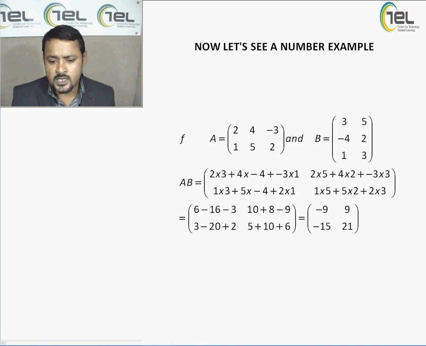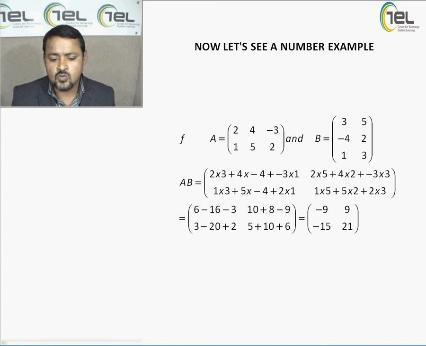1 into 3 plus 5 into minus 4 plus 2 into 1. 1 into 5 plus 5 into 2 plus 2 into 3. Adding and subtracting each other, we get 6 minus 16 minus 3, that is minus 9. 10 plus 8 minus 9, that is 9.